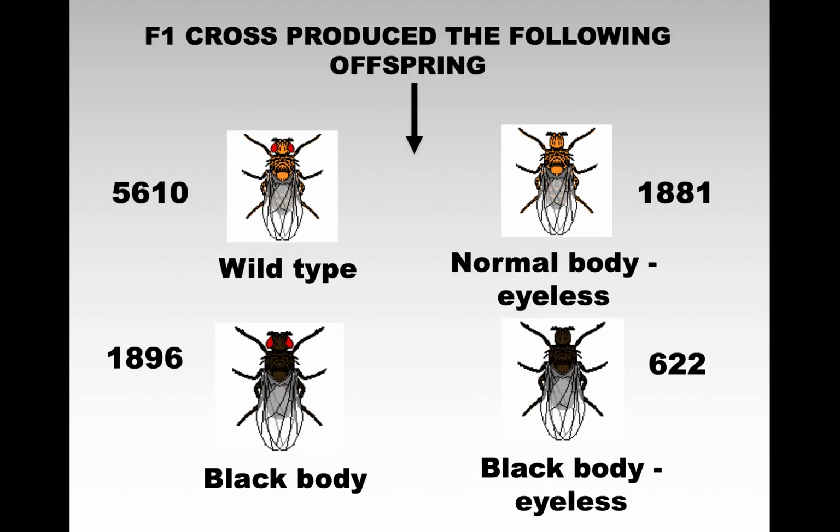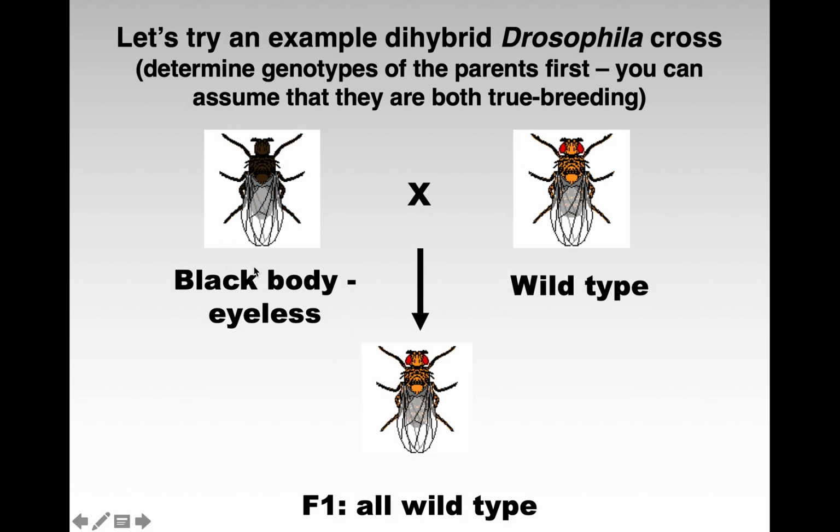So let's do a quick example of this. So here we're looking at a dihybrid cross, meaning we're looking at two different traits. We're looking at body color and eyes. So here, black body eyeless flies cross to wild type. The F1 generation are all wild type, meaning that the wild type body color must be dominant and having eyes must be dominant. These are two recessive traits.